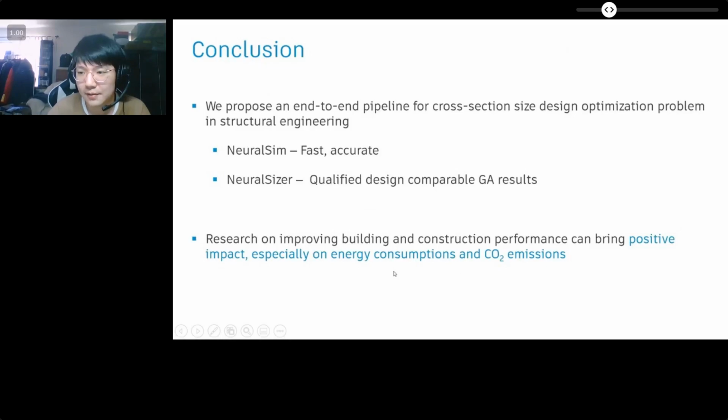So, in the end, I want to say that given the underexplored deep learning applications in the structural engineering domain, I hope our paper can attract more research interest in this direction so that deep learning can bring broader impact in different aspects.